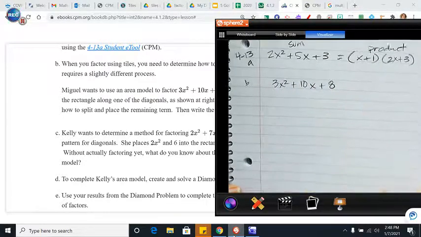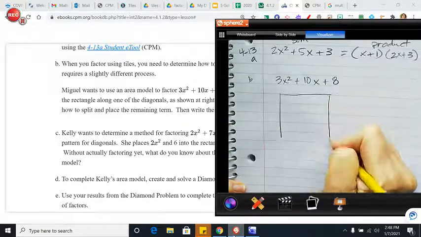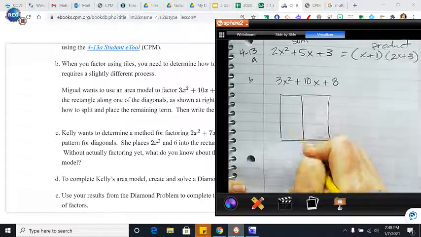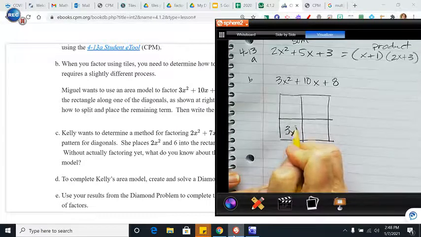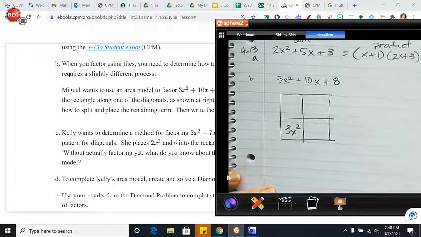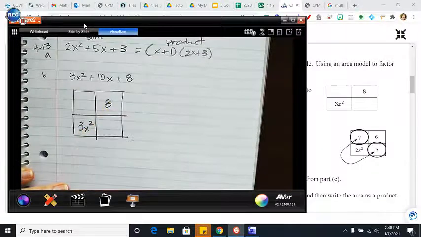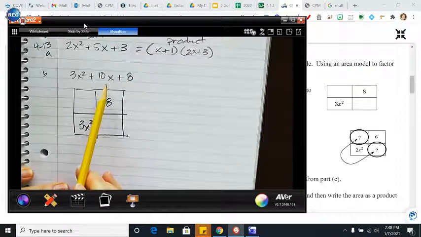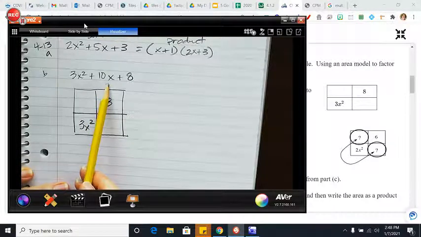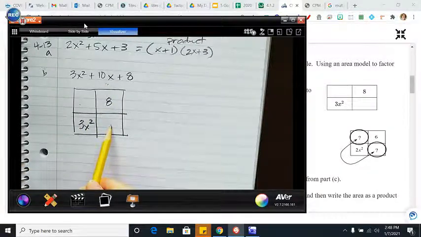Okay, so Miguel says, I'm going to try this using an area model. Maybe I'm tired of building with tiles, or I just don't have tiles. So I know if I had tiles, I'd put the 3x squared tiles together, right? And then I would put the 8 unit tiles together over here. And I know I would have 10x tiles to work with. So I know together these are going to be 10x tiles all together.